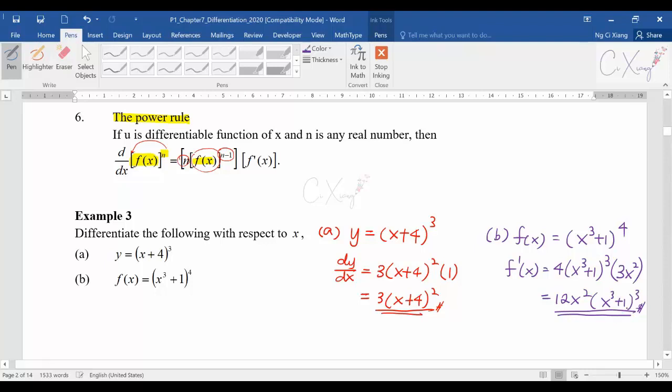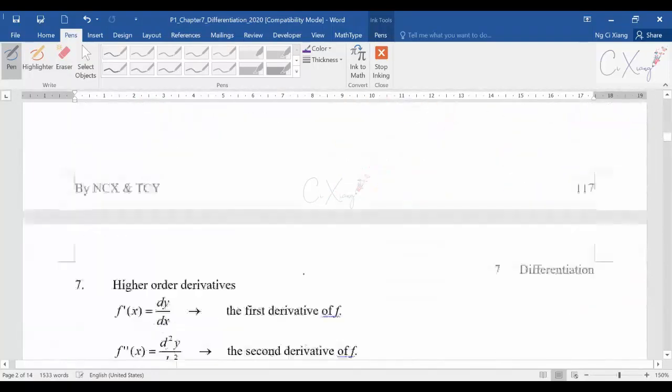I believe that you still remember all this, because you learned all this before. Alright, then now we proceed further to the next page.